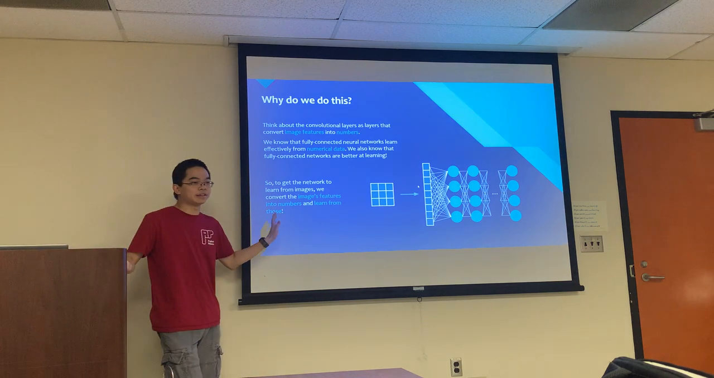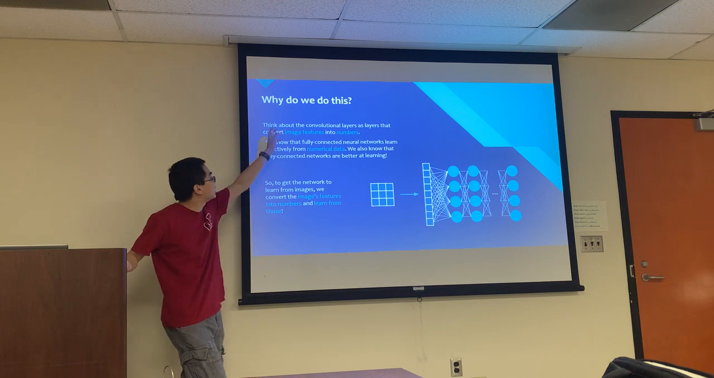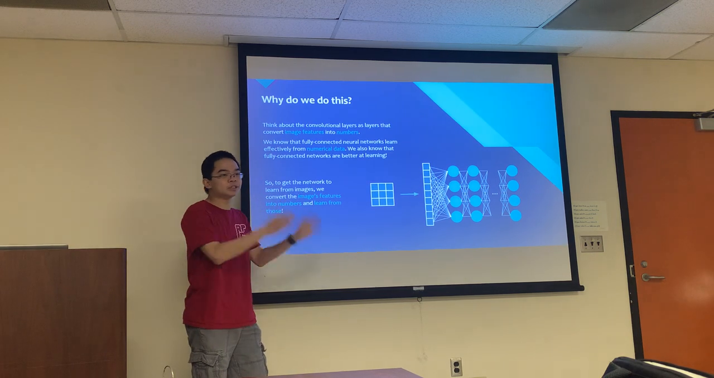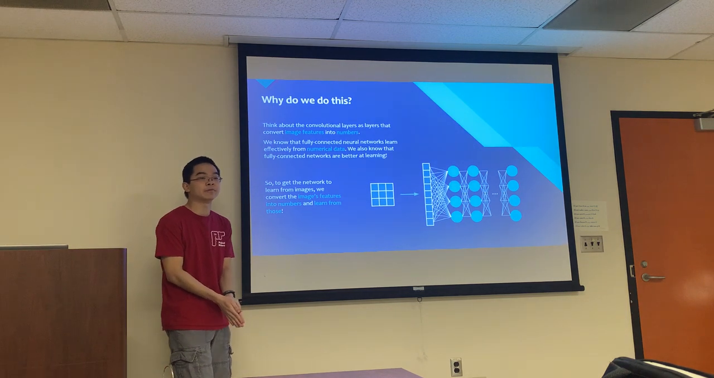Any questions about this? Does it make sense why we don't just flatten the image and pass it into this? That's pretty much the most important part of a convolutional network, why that's important.